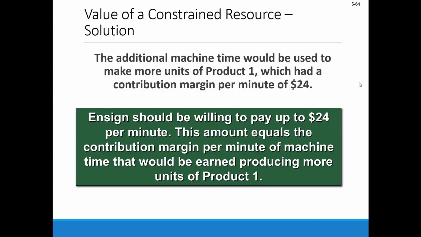How much would we be willing to pay to potentially acquire new machinery? We could start by looking at how much we'd be willing to pay to acquire additional time on that machinery. Again, in this case, it's $24 per minute because that's what we could generate by making additional units in product 1 and filling that leftover customer demand.